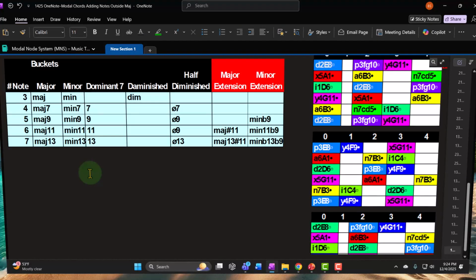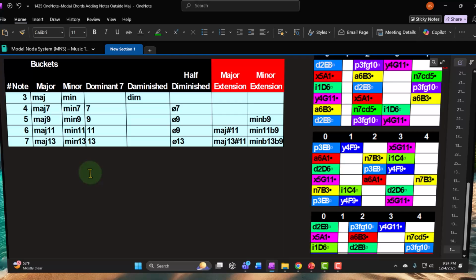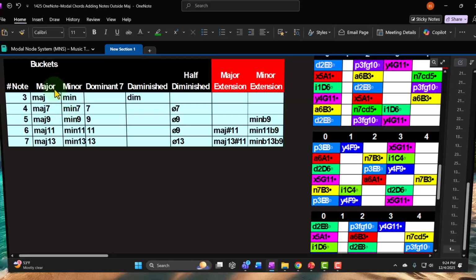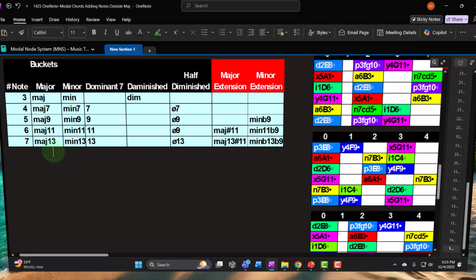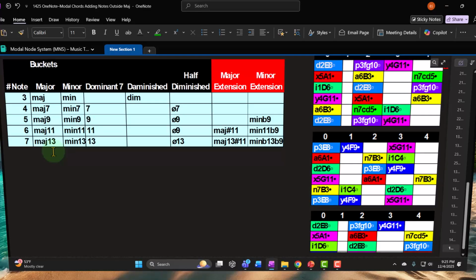But if I'm in the same collection of notes, I want to give you the chord naming convention relative to them. So for example, let me give you the bucket system that's the standard system. The major bucket, you would think, would be the chords built off of the major scale, the Ionian node, but it would also include the Mixolydian node and the Lydian node.